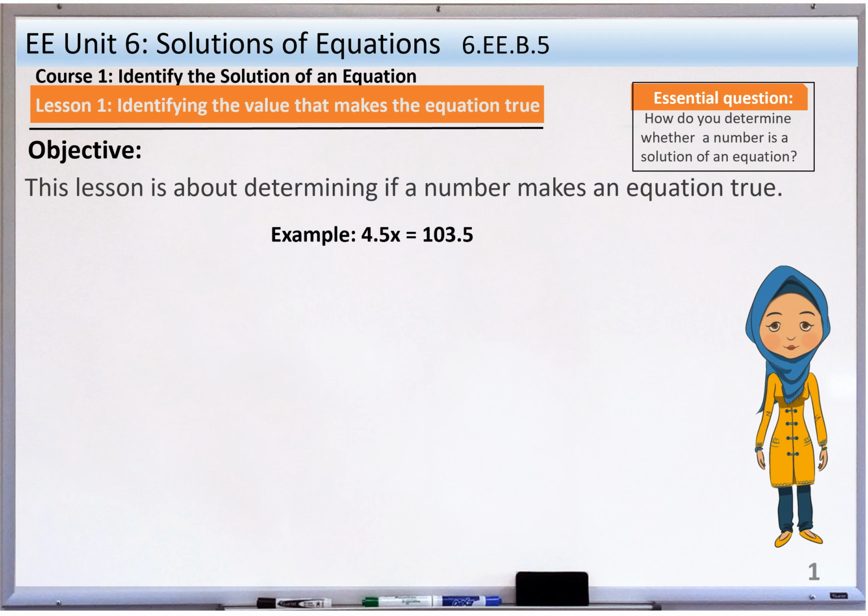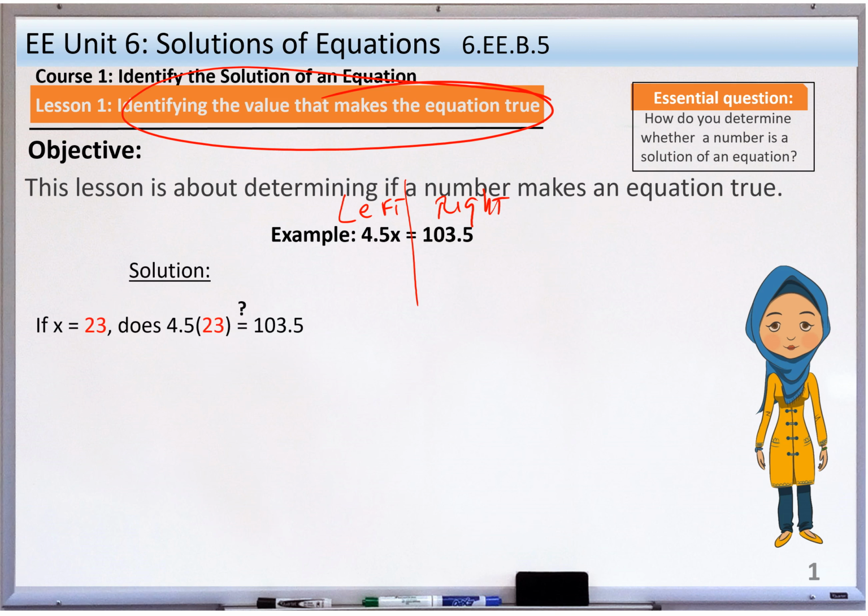E, and today's lesson is identifying the value that makes an equation true, or finding the solution of an equation. So we're not dealing with expressions anymore, we're dealing with equations. So we have, for example, 4.5 times x equals 103.5. And we want to know what value of x will make this left side equal to the right side, or what value will make this equation true.